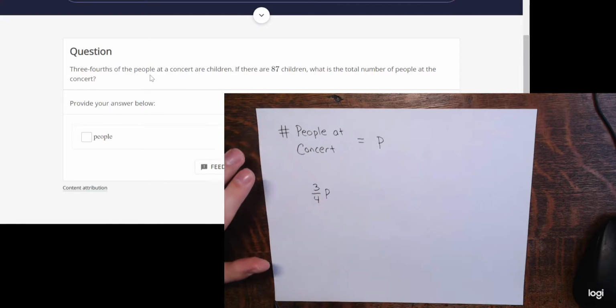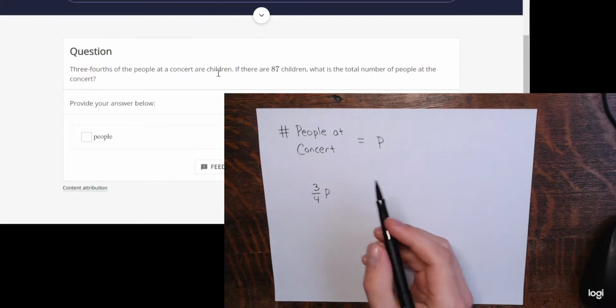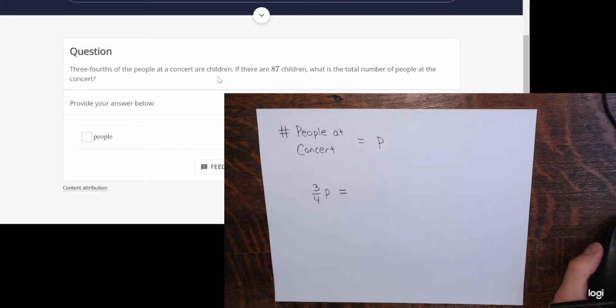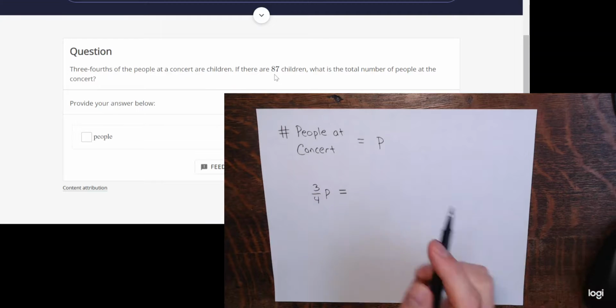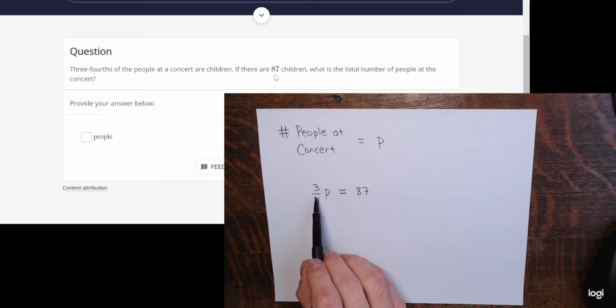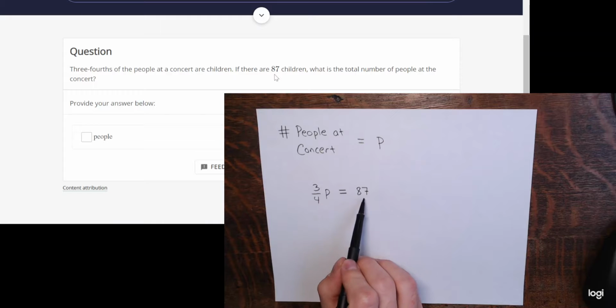Right? That means 3/4 of, right? Usually the word of between two quantities implies multiplication. So 3/4 of the people at a concert, so 3/4 times P, are children equals number of children. Right? Are is the verb. Usually the verb is where the equal sign goes, or the inequality symbol if you're writing an inequality. And we know that the number of children is 87. So I'm putting 87 on the other side. So this is 3/4 of the people at this concert equals children, which, there were 87 children.